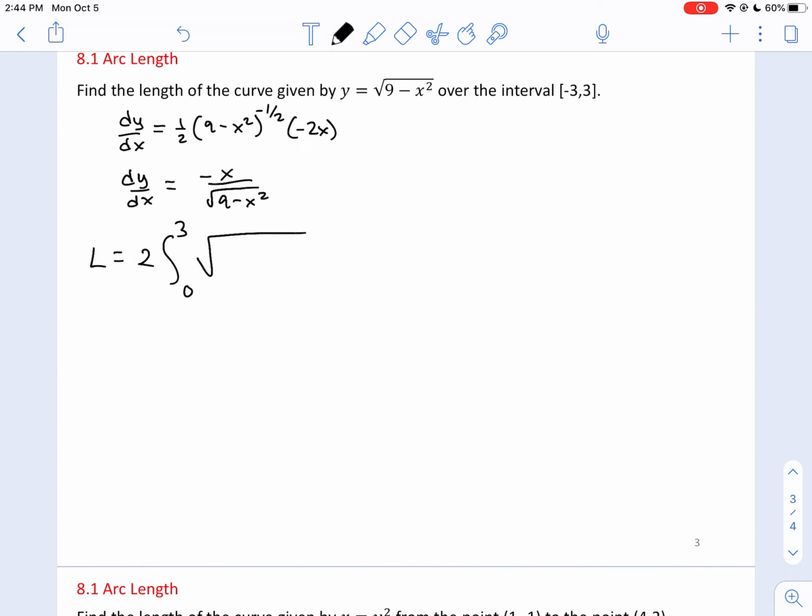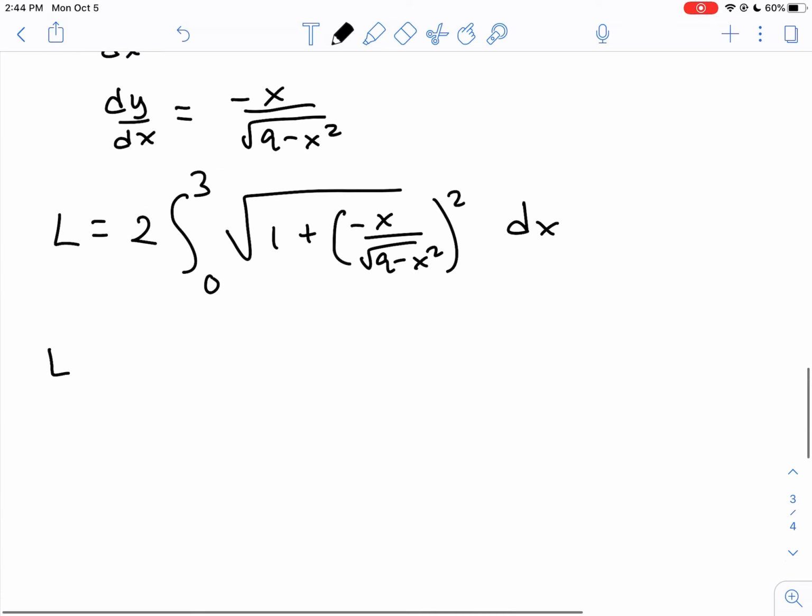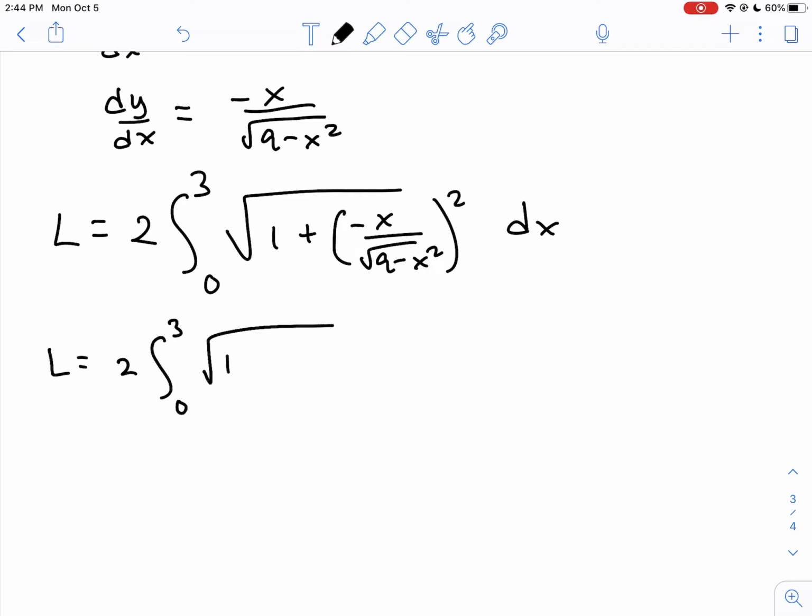And the formula is the square root of 1 plus, and then we put the dy dx, which is -x over radical 9 minus x squared, and that needs to be squared, and then a dx outside that. So our length is equal to 2 times the integral from 0 to 3, square root of 1 plus -x gets squared, becomes just x squared, and then that radical becomes squared, so just 9 minus x squared.